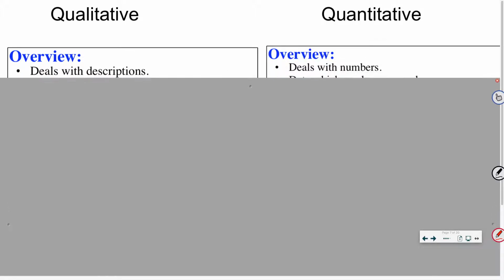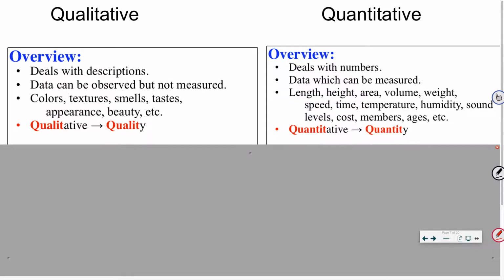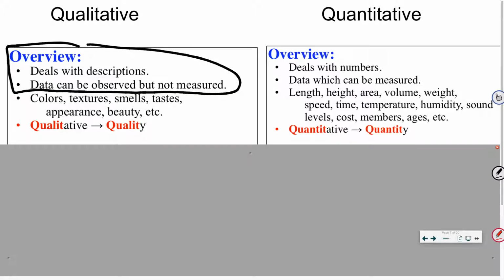What do you think of when you think about qualitative versus quantitative? I think of quality versus quantity. Yeah, quality versus quantity is a big one. The most important thing here is that our qualitative graphs and information deal with descriptions that can be observed but not measured. Quantitative is different. Most of what we do in math class is quantitative. We deal with numbers, we can measure our information.